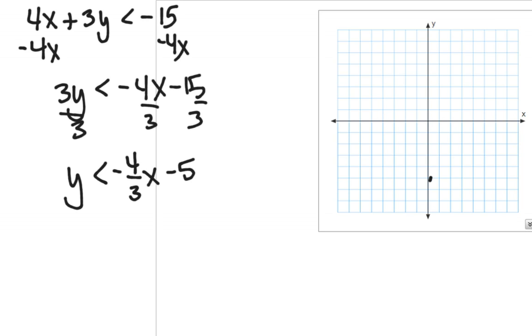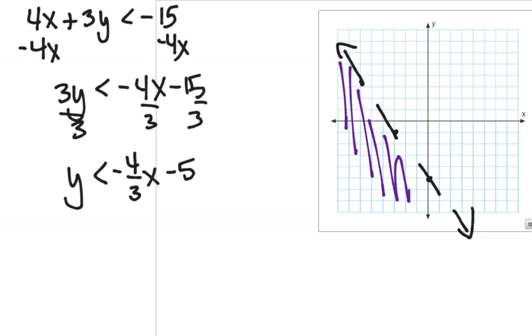Y-intercept is down 5 on my y-axis. Slope is down 4. I don't have room. Let's go up 4 and to the left 3. And that should give me enough points. This one is less than, not equal to, so we draw in a dashed line. And in this case, less than values again are below the line, so we are going to shade below our line here. That concludes the screencast for graphing a single inequality that is linear.